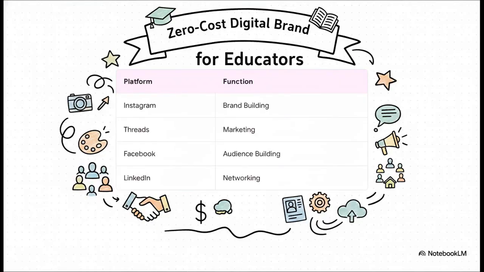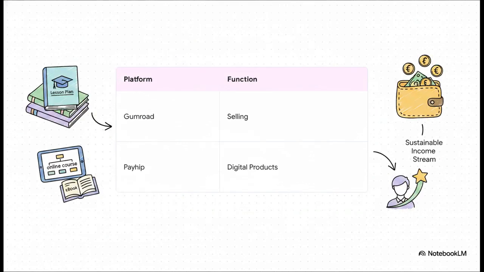So the crucial point is choosing exactly where to host your assembly. You do not have to be everywhere at once, but you have fantastic free options depending on your specific goals. As we see here, you can use Instagram heavily for visual brand building and daily connection. You can turn to Threads for quick, text-based marketing and real-time conversations. Facebook remains a powerhouse for dedicated audience building through focused community groups. And if your teaching niche involves adult learning or professional development, LinkedIn is simply unmatched for free networking and finding high-ticket clients.